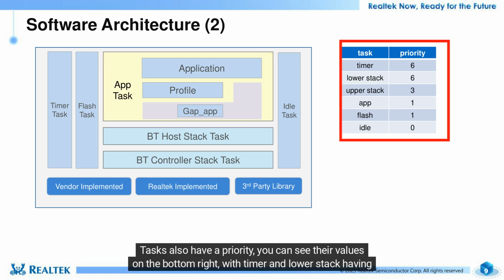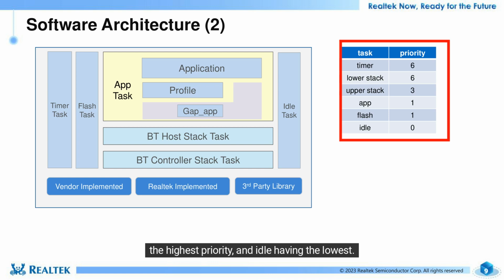Tasks also have a priority. You can see their values on the bottom right, with timer and lower stack having the highest priority, and idle having the lowest.